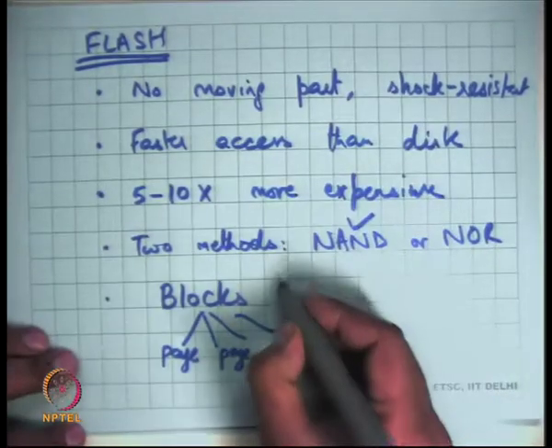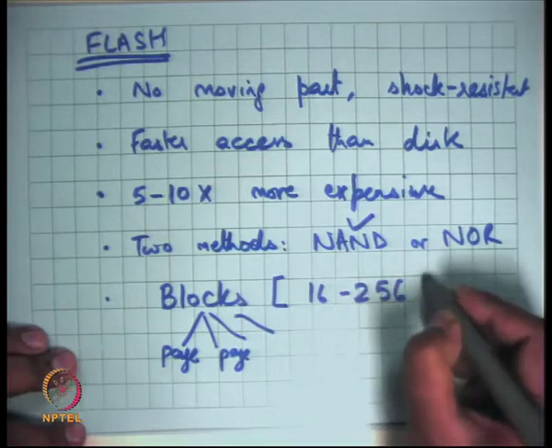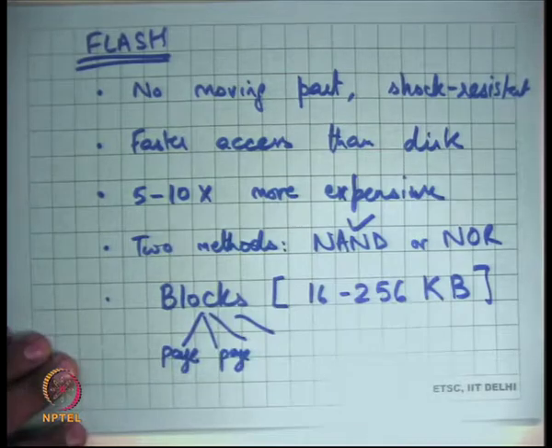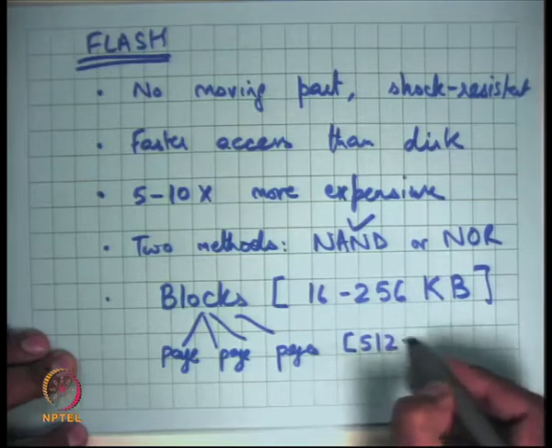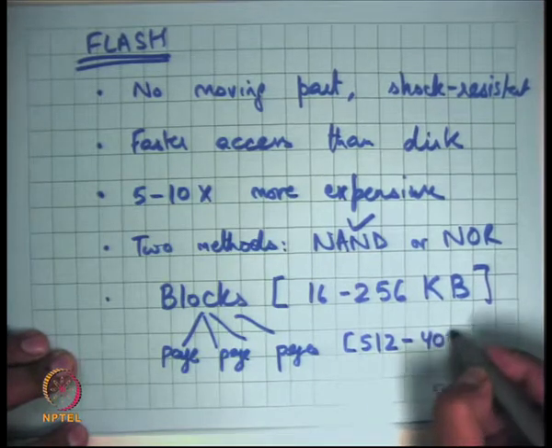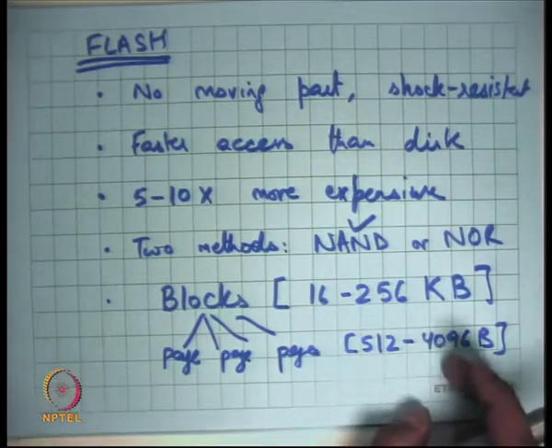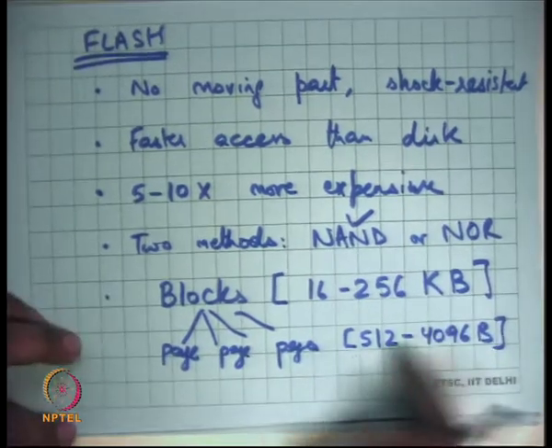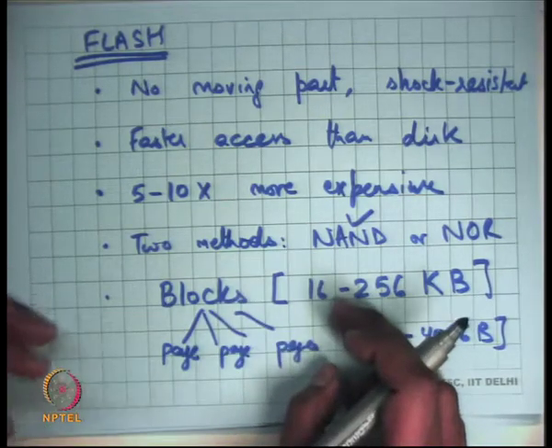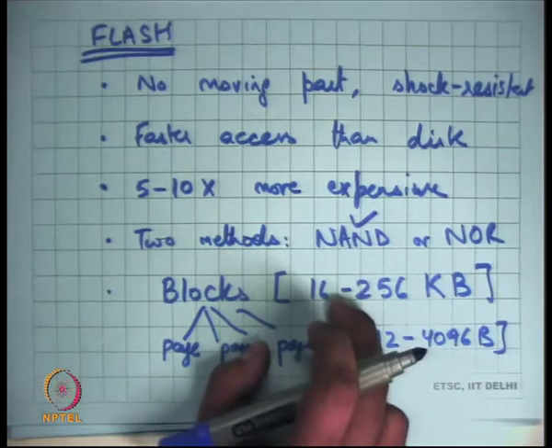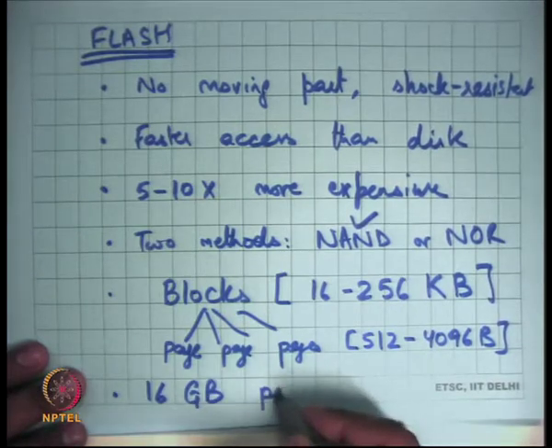Right. So they are large blocks, and the blocks are basically of the size of 16 to 256 kilobytes. And pages are 512 to 4096 bytes. So the page is basically the equivalent of a sector on a magnetic disk, roughly speaking. It's between 512 to 4096 bytes, but multiple pages are within a block, and a block is 16 to 256 kilobytes on today's flash. Okay. And total capacity today that you can get for a flash device is around 16 gigabytes per chip.